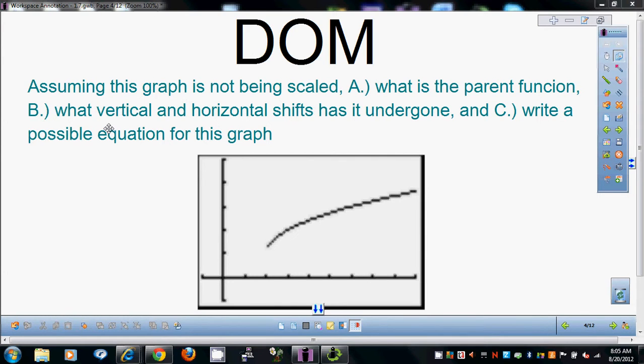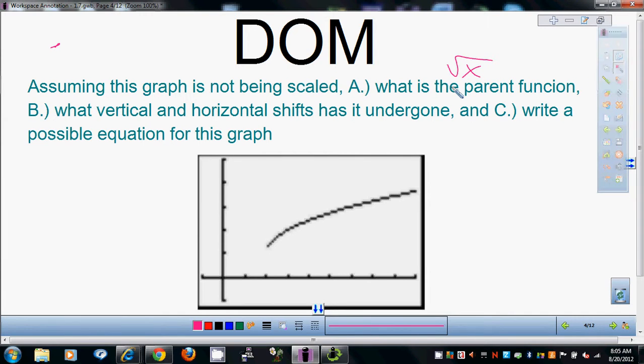Who can tell me what the parent function is? Yes, sir. It is the square root of x. That's one of the 5 parents I had you draw, and that's what you should have been looking at in your notes. Those 5 things I had you draw. That's something you're going to need to know.